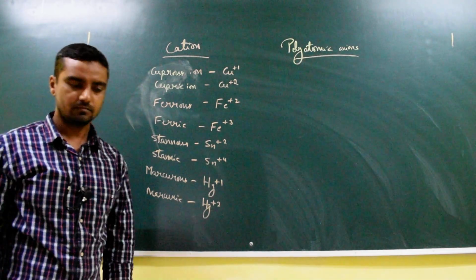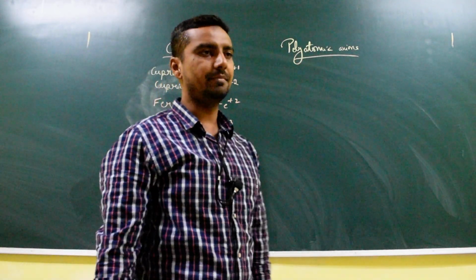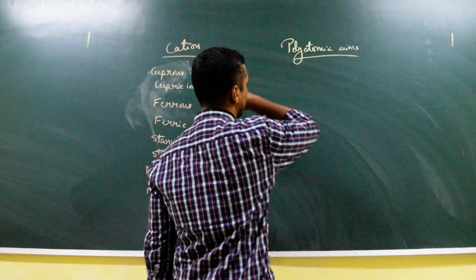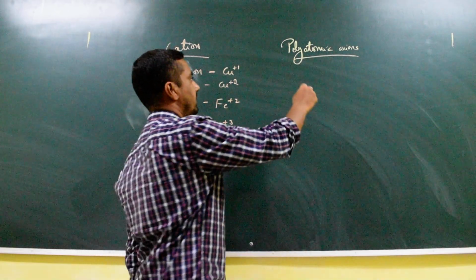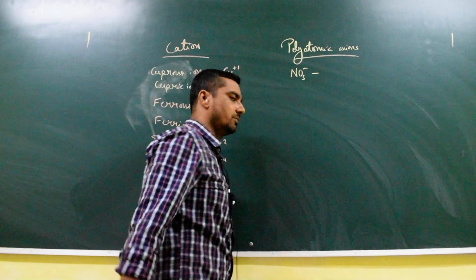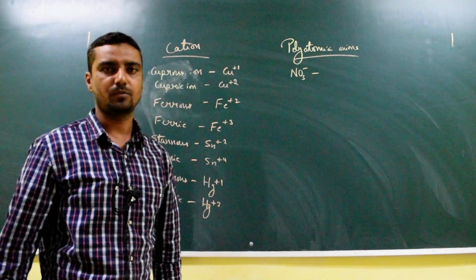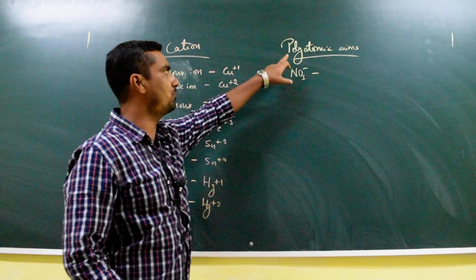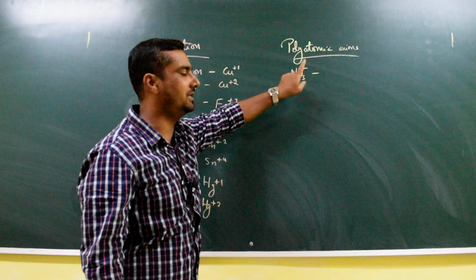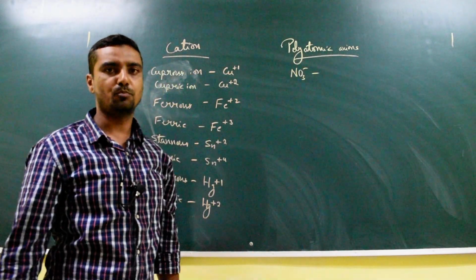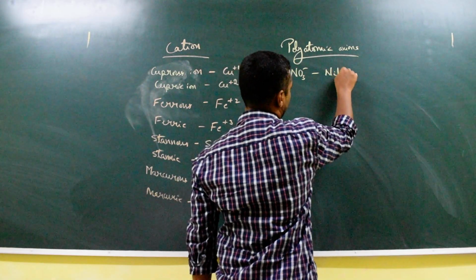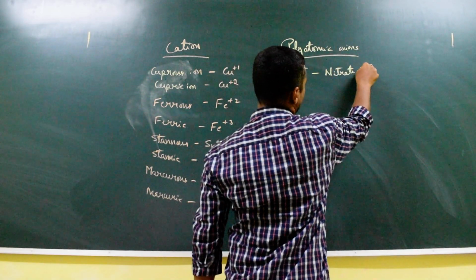Remember that in polyatomic anions, these names end with "ate". Before that, I will just write the name. If it is NO3 minus, remember that poly means many atoms. The name itself indicates poly means many, atom, and anion. So there are many atoms containing a negative charge. This is a polyatomic anion. This compound is called nitrate ion, right?